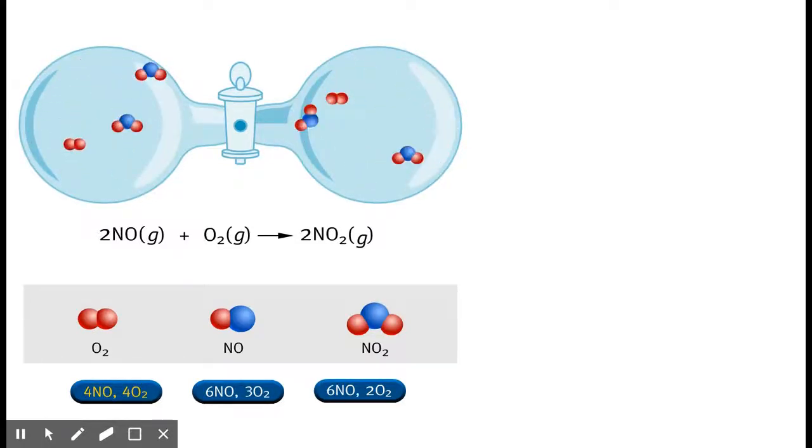The reaction stops once the nitric oxide gas runs out. NO limits the amount of product that can be formed and is therefore called the limiting reagent. Oxygen gas is present in excess.